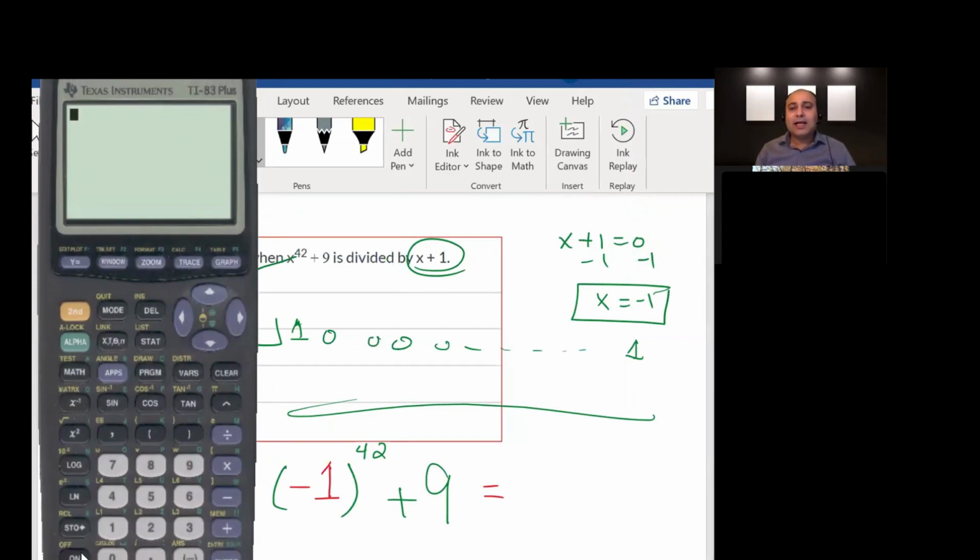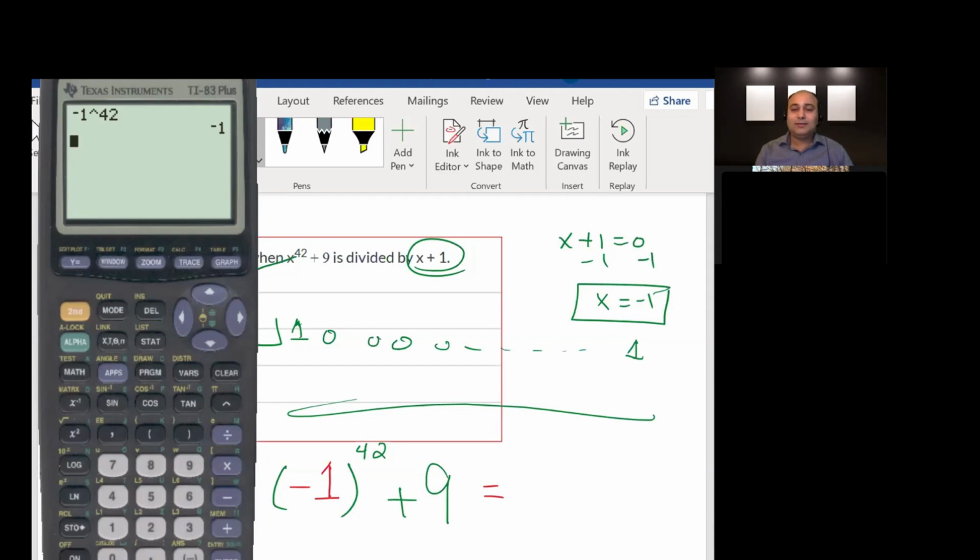Can I put this in the calculator? Can you look at the calculator for a second? -1 to the power of 42. What am I going to get if I do this? -1 to the power of 42. 1? No, I doubt it. 0? Come on, no, it's not 0. No, it's not 10. -1 to the power of 42 is going to give you -1. Is that right?